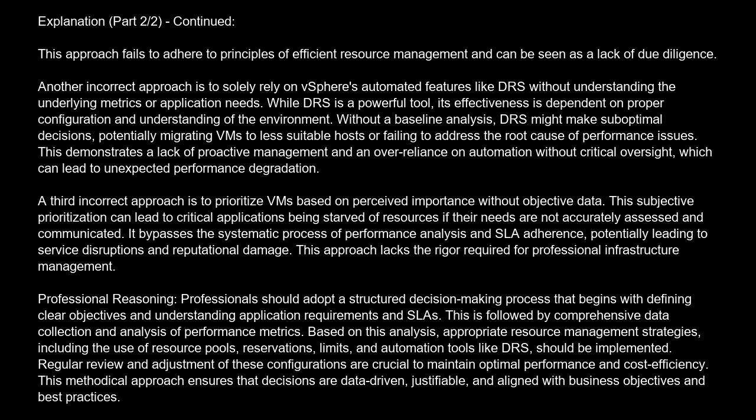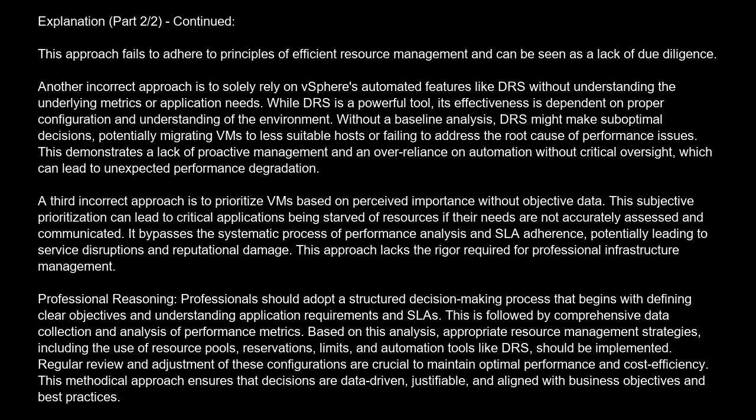This demonstrates a lack of proactive management and an over-reliance on automation without critical oversight, which can lead to unexpected performance degradation. A third incorrect approach is to prioritize VMs based on perceived importance without objective data. This subjective prioritization can lead to critical applications being starved of resources if their needs are not accurately assessed and communicated. It bypasses the systematic process of performance analysis and SLA adherence, potentially leading to service disruptions and reputational damage. This approach lacks the rigor required for professional infrastructure management.